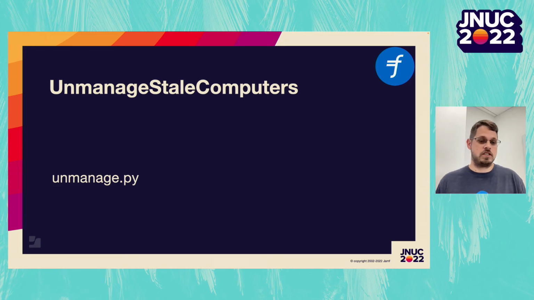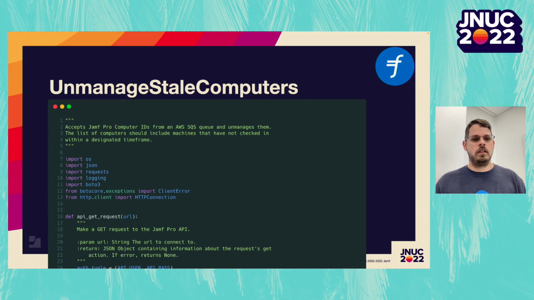So let's check out unmanaged. This file is mostly the same stuff, but there are a couple helper functions to facilitate API GET and PUT requests. And I did this because I had more than one thing doing those requests, so I made some helper functions for them.